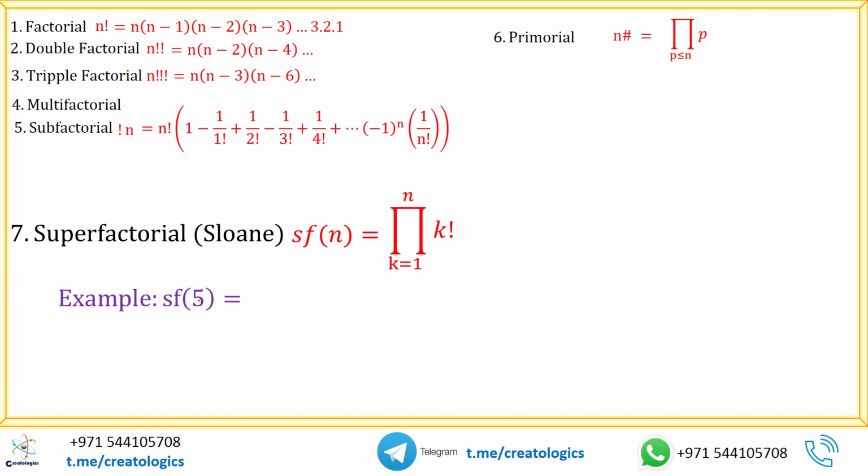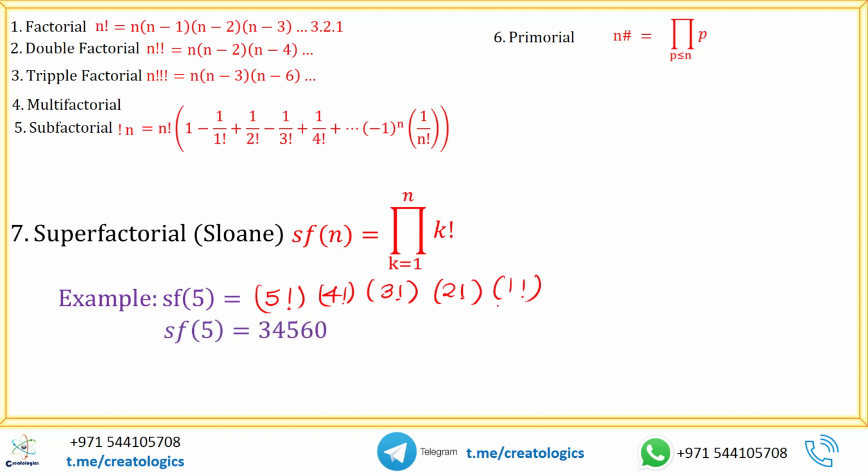For example, you have to calculate superfactorial of 5. So the superfactorial of 5 for this question will be given by 5 factorial, then take product with the 4 factorial, then take product with the 3 factorial, then take product with the 2 factorial, then take product with the 1 factorial. When we calculate this, we will end up getting 34560 as our required value for this, right?